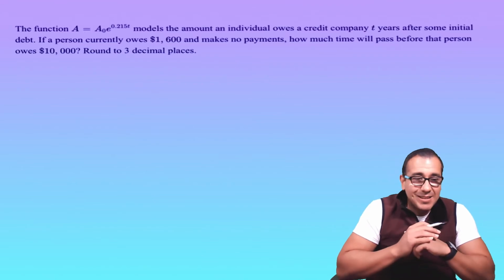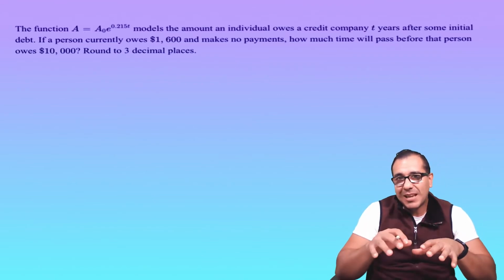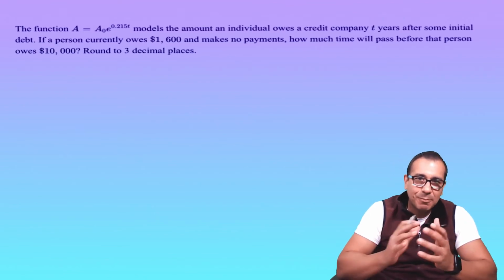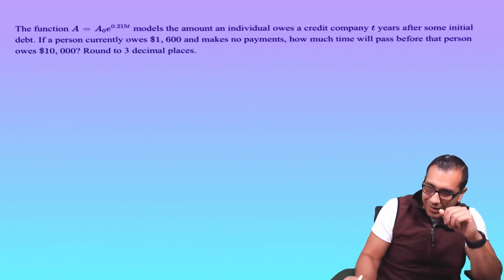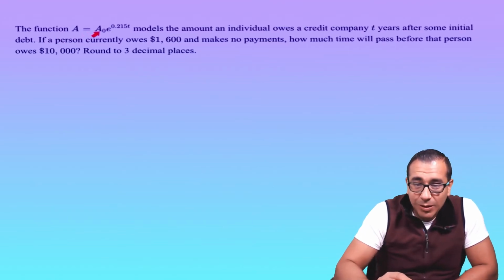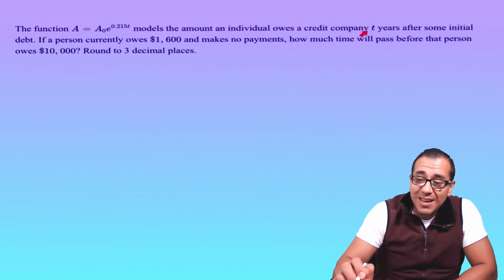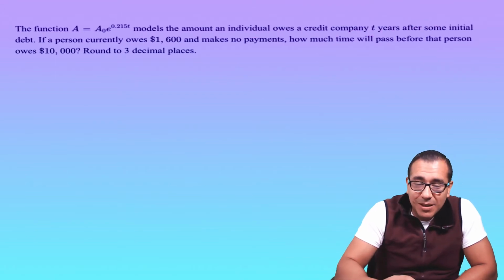All right, so let's look at this example because, again, millions of people are dealing with problems just like this, but they don't bother to do the math. So let's look at a few things here. All right, let's get geeky. We have this function here, and what this is going to do is model the amount an individual owes a credit card company T years after some initial debt.